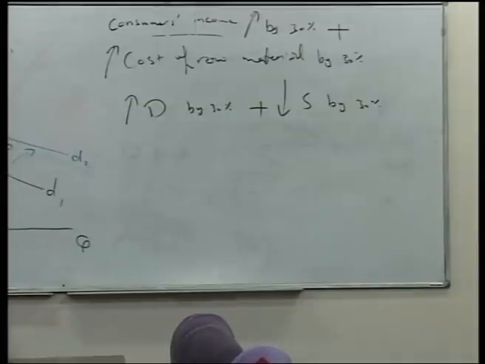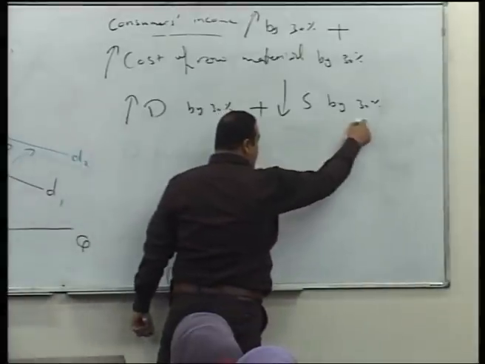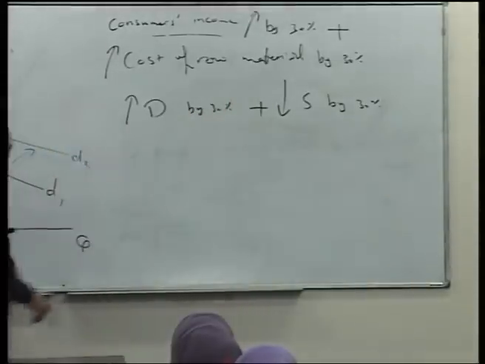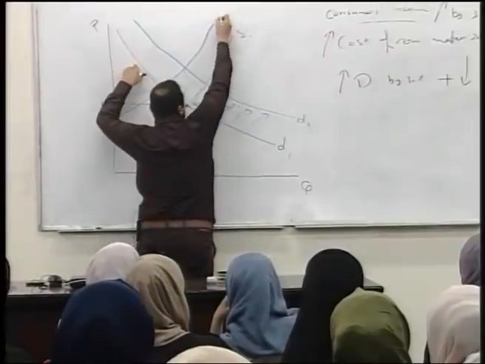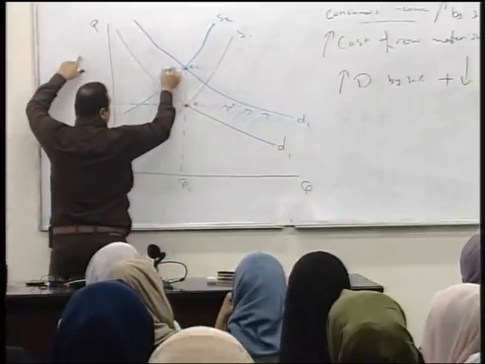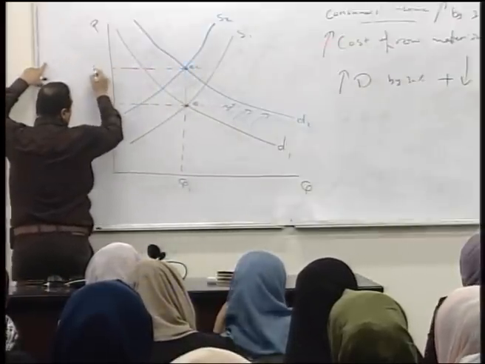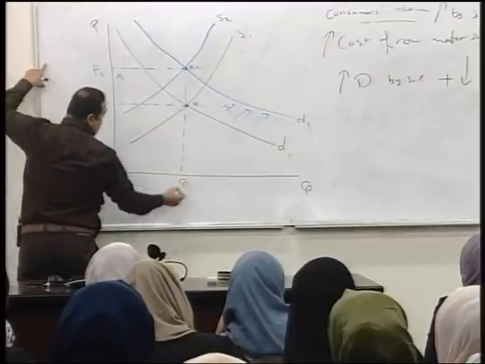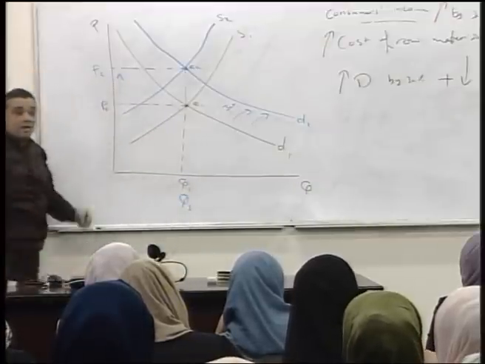And supply, what will happen to supply here? It declines by 30%, a leftward shift of the supply curve by 30%. This distance equals this distance. E2, P2, and the quantity remains constant, unchanged.